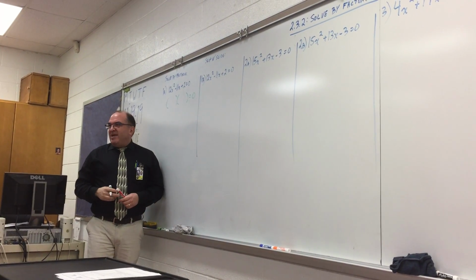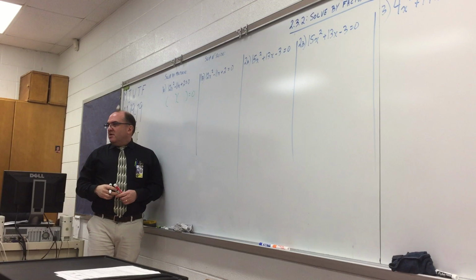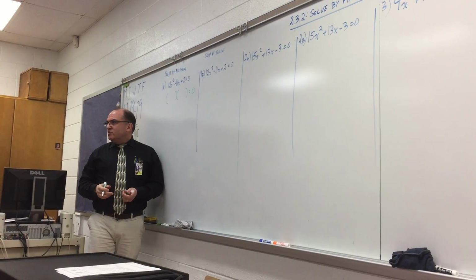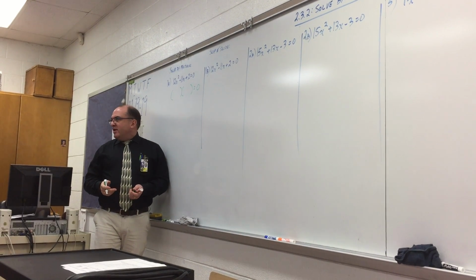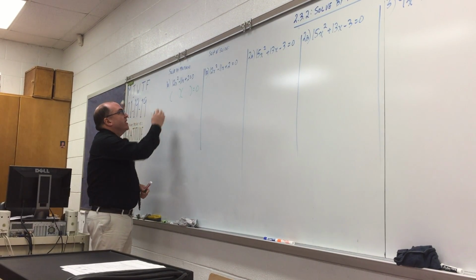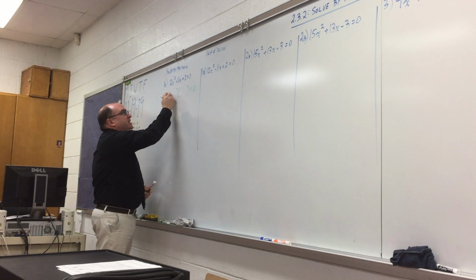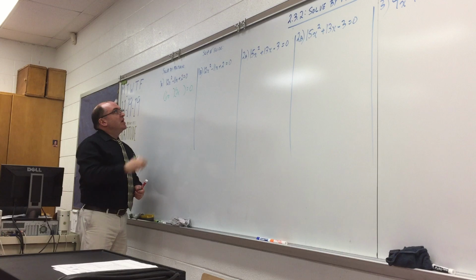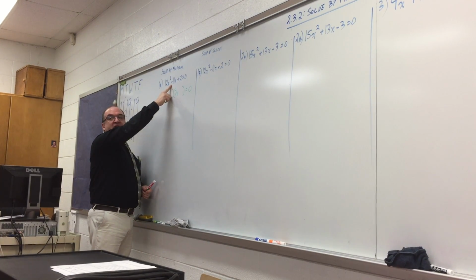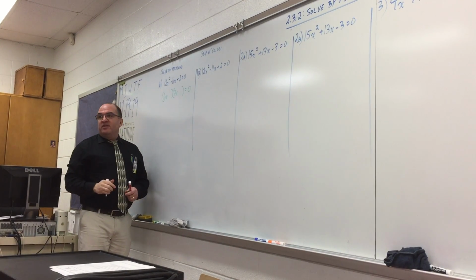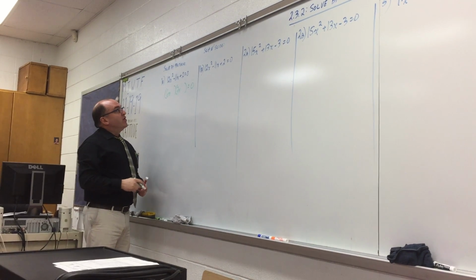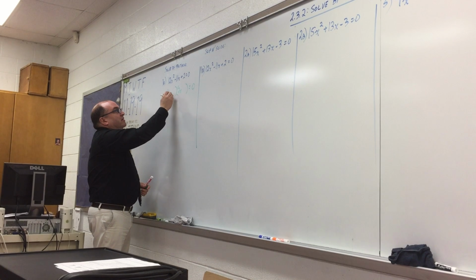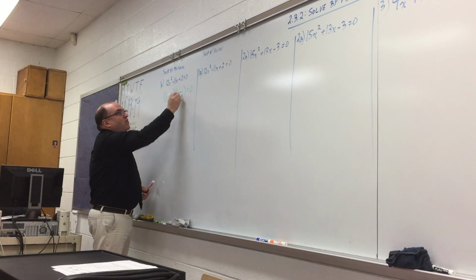What times what makes 12? 6 times 2, or 4 times 3, or 12 times 1, right? Shall we try 6 times 2 first? Okay, we try 6 times 2. 6x, 2x, and then what times what makes 2? And it's got to be negative because it's a negative 11 in the middle. So negative 2, negative 1, or negative 1, negative 2? Negative 2, negative 1 maybe?